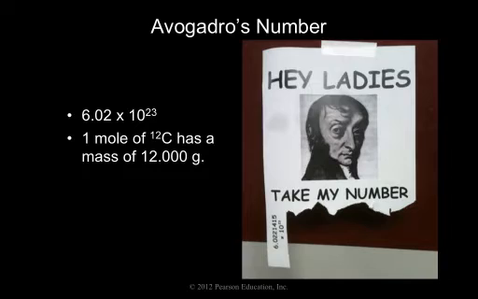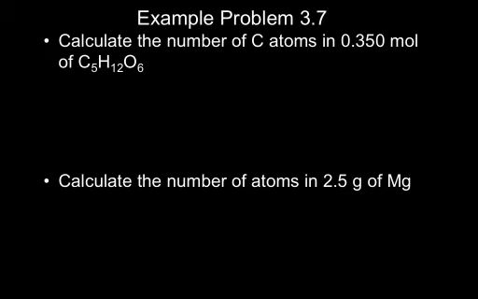The way that we most often use it in chemistry is 1 mole of a substance is equal to not only 6.02 times 10 to the 23rd atoms or molecules of that substance, but 1 mole of a substance is also equal to a substance's molar mass in grams from the periodic table. So you can see here that 1 mole of carbon has a mass of 12 grams, which is its average atomic mass from the periodic table.